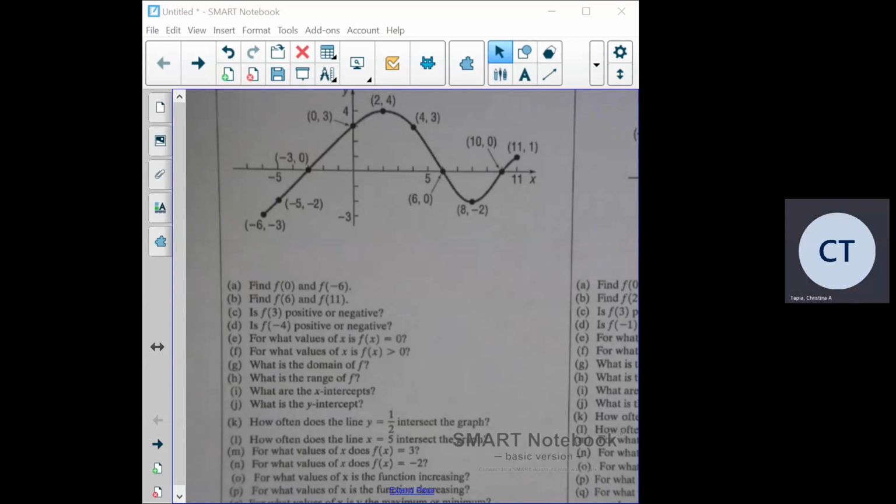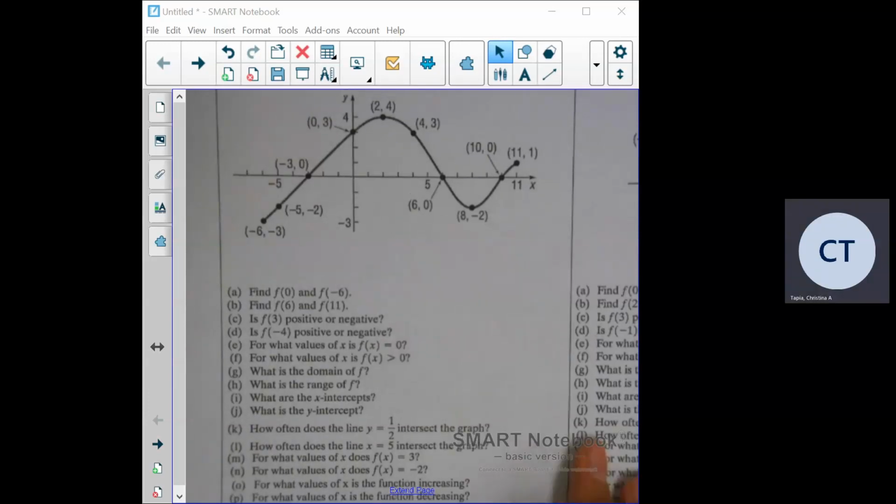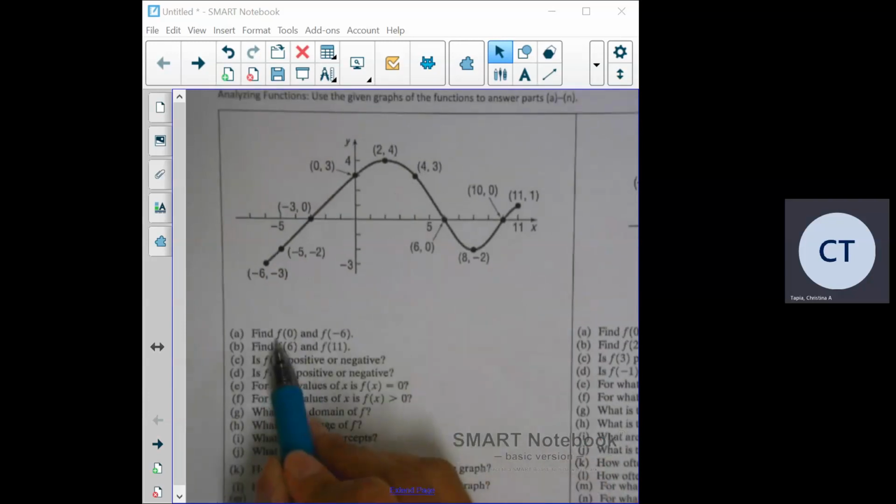All right, let's see what stuff y'all remember. So you should definitely have G through J done. These were domain, range, x-intercept, and y-intercept. So I really shouldn't need to go through those pieces in particular, but I still will. Okay, so when you're analyzing a function, especially when it says, for instance, find f of 0, what does f of 0 mean?